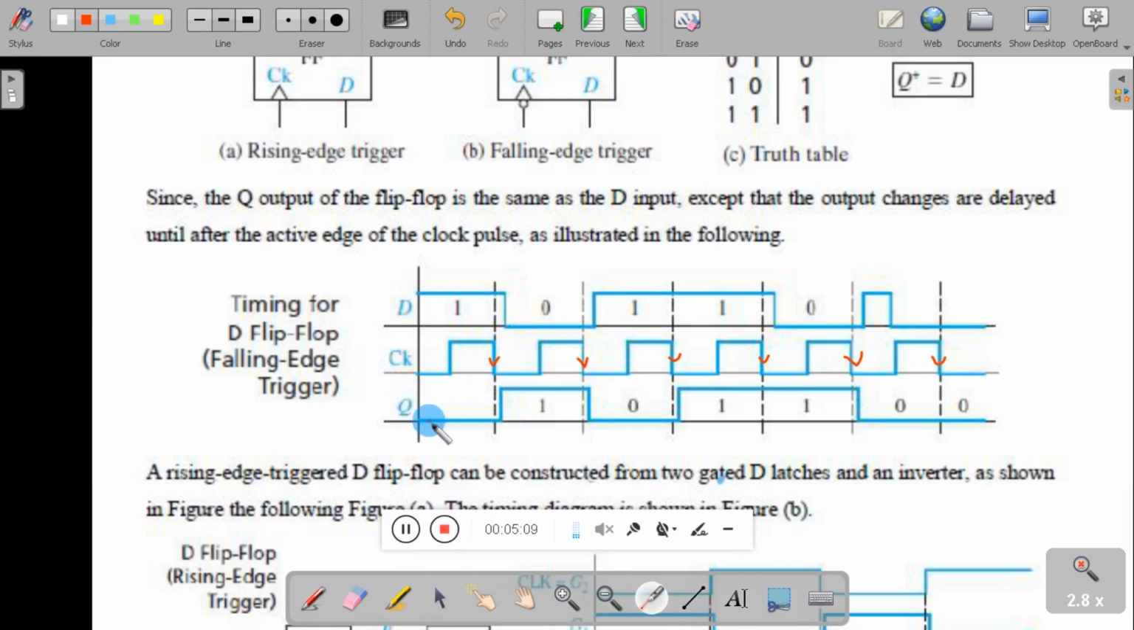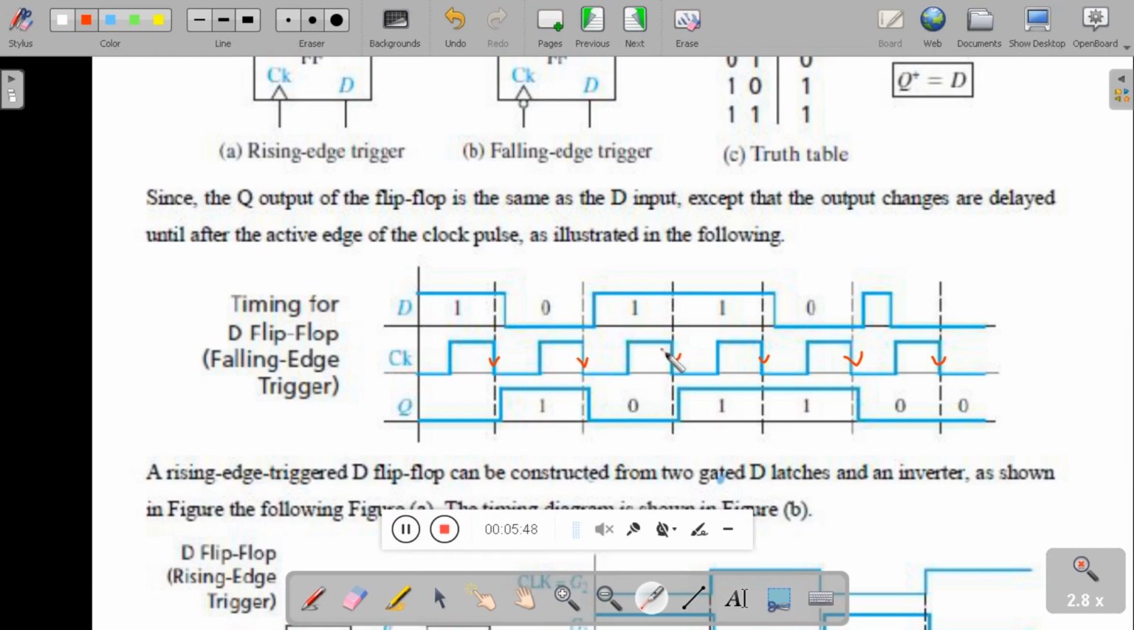So initially we will assume output is 0. Now output changes from 0 to 1, and it will remain 1. It will remain in the same stable state until the next negative edge triggers. See here, during the second negative edge of the clock, the data input is 0 at this instant. So output changes from 1 to 0, and it will remain in this state 0 until the next negative edge.